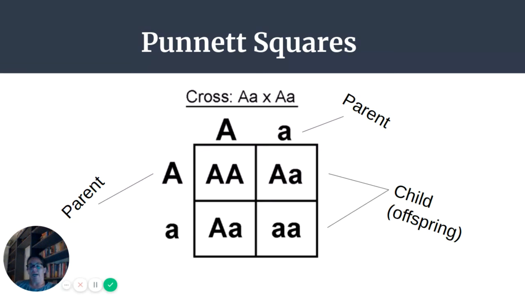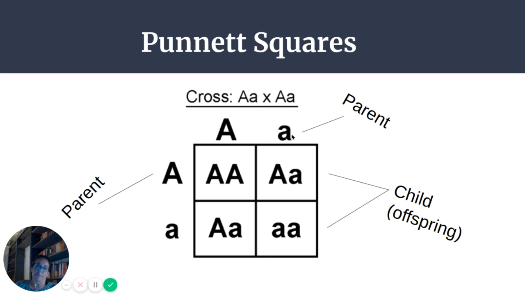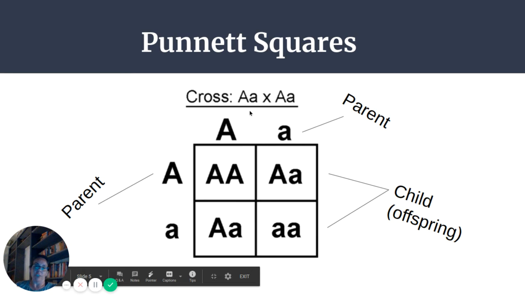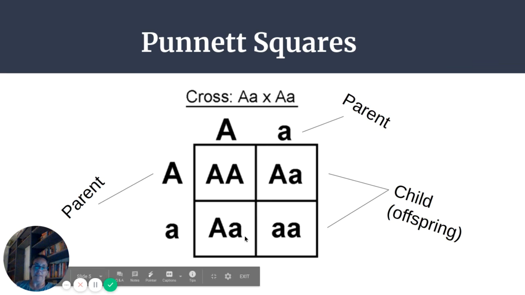Punnett squares begin by labeling this 4-square box with the genotype of one parent up here, and then the genotype of another parent over here. Okay, so both parents here have a genotype of big A, little a. And for all intents and purposes, this is going to be straight hair and curly hair. So parent 1, okay, both alleles are up here, big A, little a, and then parent 2, big A, little a. And then the child can end up with any of these combinations. So all 3 different genotype combinations are represented in this particular Punnett square.